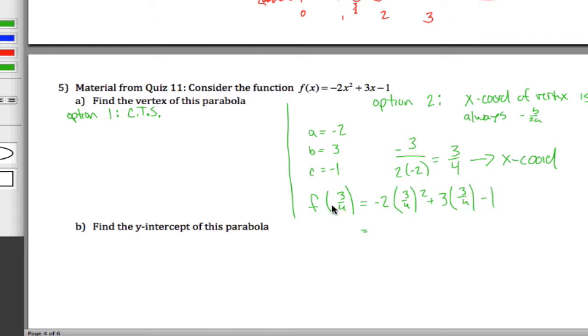So whatever this is equal to will be the y-coordinate of our vertex. See, this is 9/16 times negative 2, which gives me negative 9/8. This is 9/4, which is 18/8 to get a common denominator for later. This 1 is just 8/8. So negative 9 minus 8 more is negative 17. Plus 18 gives me 1/8. So what I'm saying here is my vertex is at the point 3/4, 1/8.